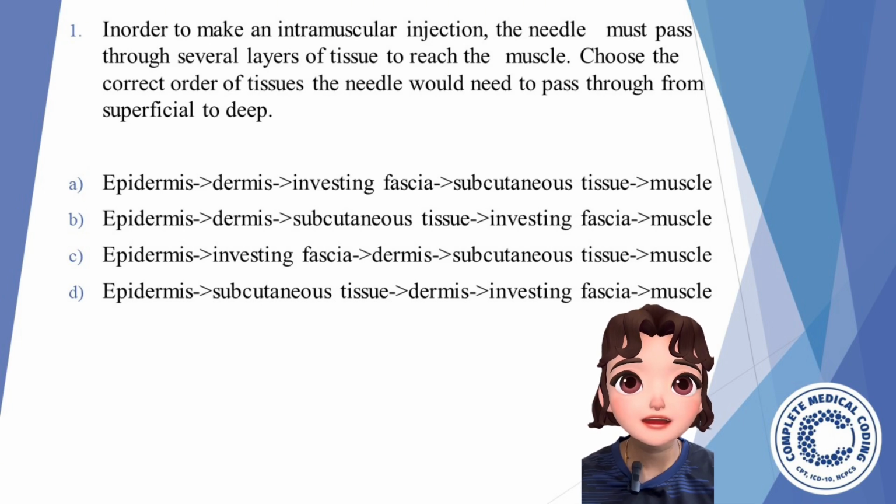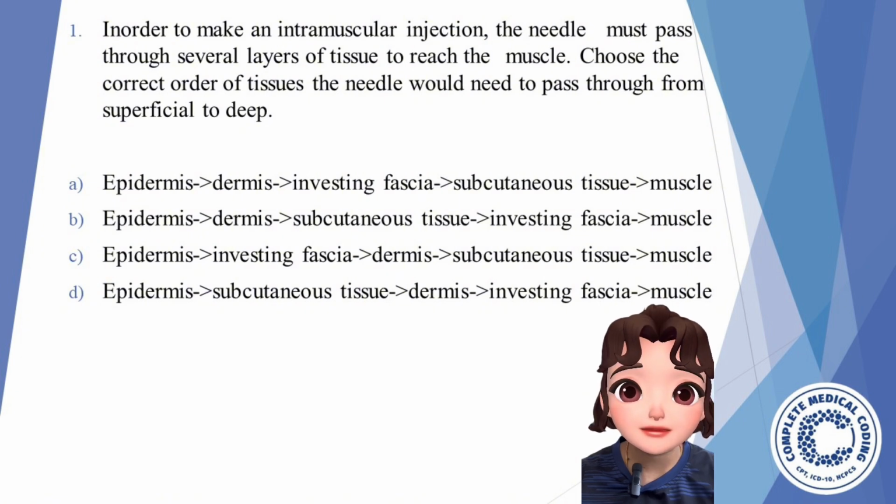In order to make an intramuscular injection, the needle must pass through several layers of tissue to reach the muscle. Choose the correct order of tissues the needle would need to pass through from superficial to deep. So you already know there are different layers of the skin, starting from epidermis and ending with the muscle. But what is the correct order of the layers? That is what is being asked.